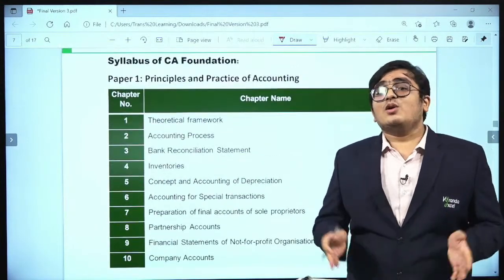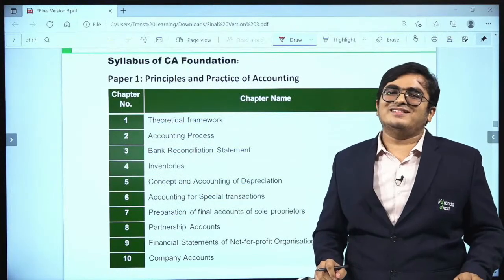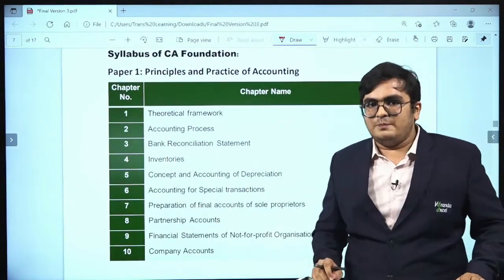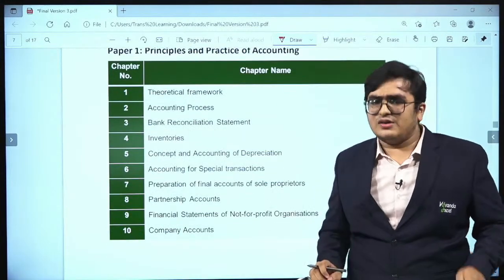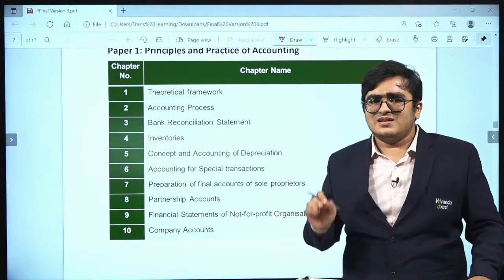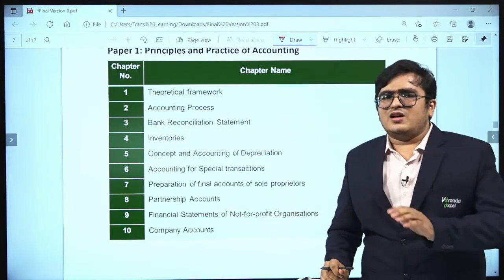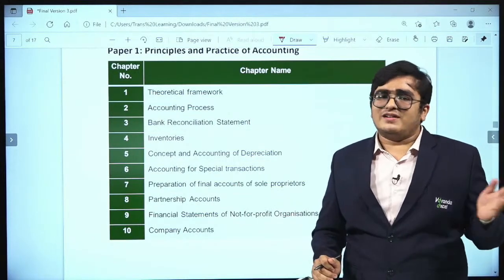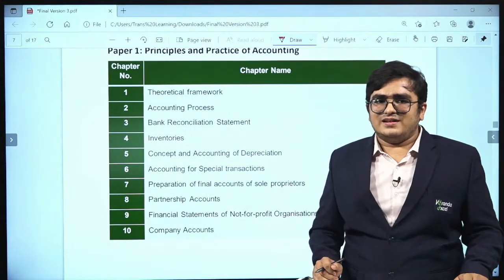Okay. So now let's finally get into the chapters of the CA foundation course. Let's start with paper 1, principles and practice of accounting. So these are the chapters. You have 10 chapters, starting with theoretical framework, accounting process, BRS, inventories, and it ends with company accounts. Now you might be thinking, sir, all this I've already studied in my 10th, 11th and 12th. Why should I study this again?